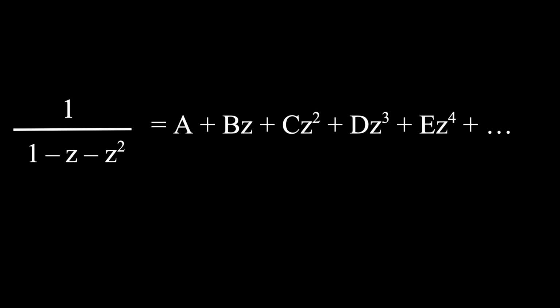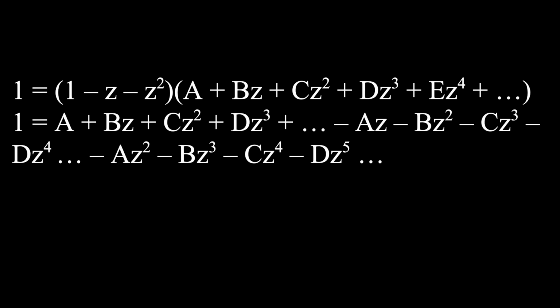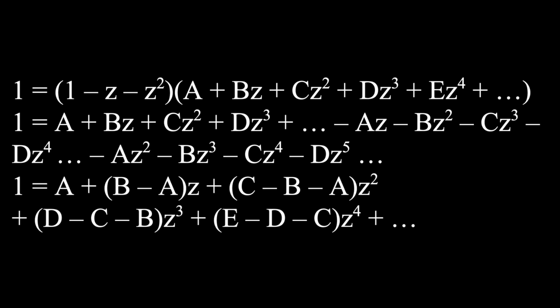So 1 over 1 minus z minus z squared is equal to A plus Bz plus Cz squared, and so on. And that means that 1 equals 1 minus z minus z squared times A plus Bz plus Cz squared, etc. And when we cross multiply and multiply it out, we get 1 equals A plus B minus A times z plus C minus B minus A times z squared plus D minus C minus B times z cubed plus E minus D minus C times z to the fourth, and so on.